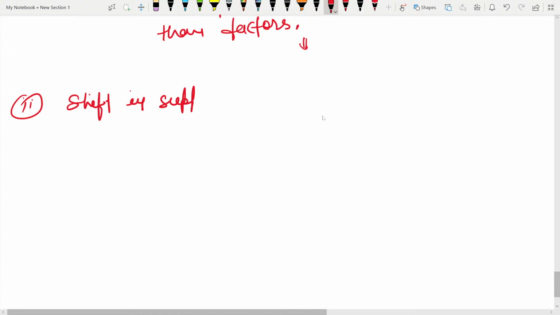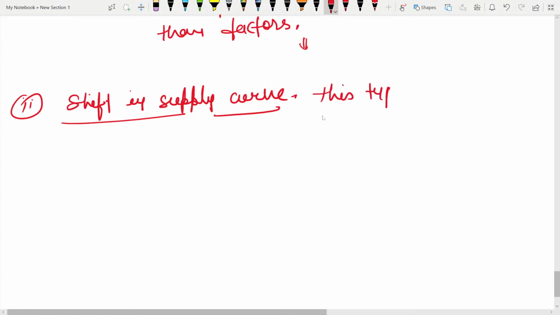Shift in supply curve. So what does it mean, shift in supply curve? This type of change takes place when quantity supplied changes due to change in factors other than price.